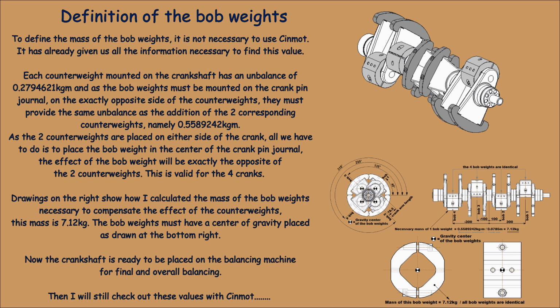As the 2 counterweights are placed on either side of the crank, all we have to do is place the bob weight in the center of the crank pin journal. The effect of the bob weight will be exactly the opposite of the 2 counterweights. This is valid for the 4 cranks.